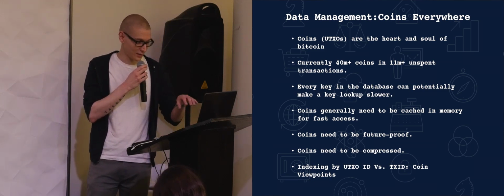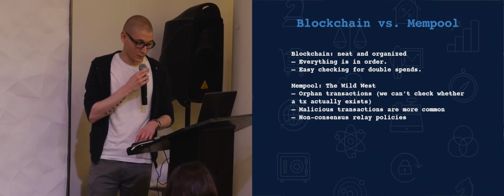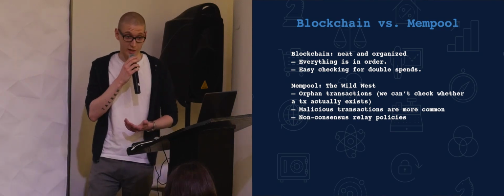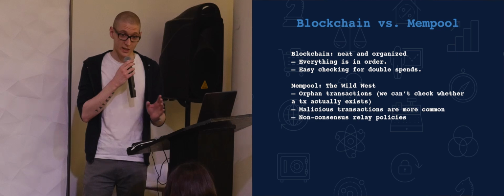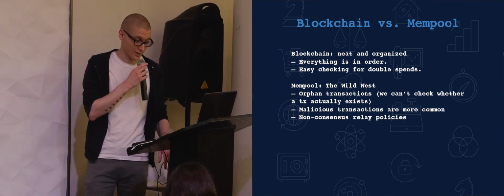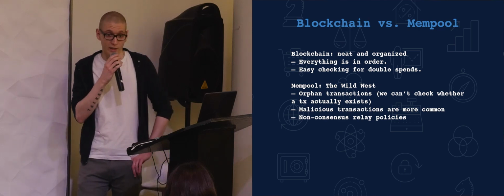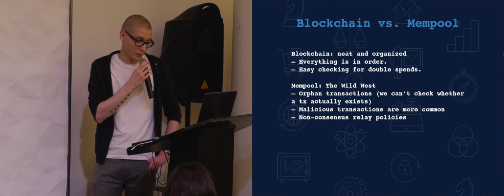So if we can get all this data management down, what's next is the blockchain and mempool. The blockchain is very neat and organized. Everything comes in order. It's easy knowing whether a transaction exists or not on the blockchain. If it's not on the blockchain, it doesn't exist. The mempool is in many ways trickier to implement than the blockchain. I call the mempool the Wild West.